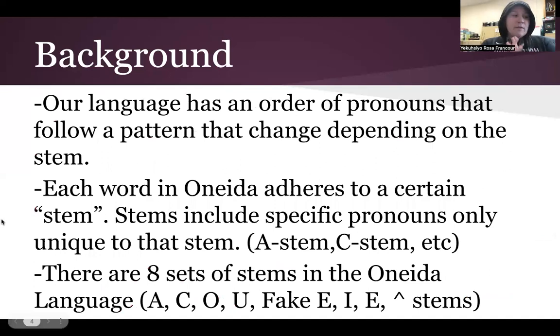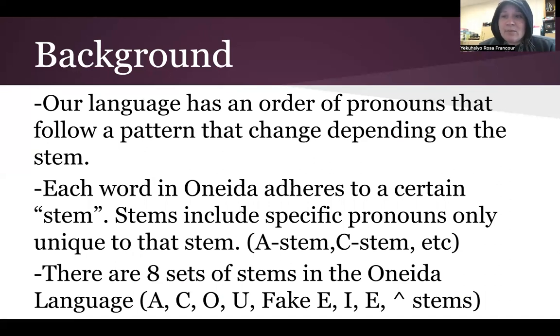All right, so a little bit of background. Again, our language has an order of pronouns that follow a pattern that change depending on the stem, but we also call stems verb categories, okay? So that might just help you to understand what we're talking about. So there is a set of pronouns or an order of pronouns that change based on a different pattern of every single stem or every verb category. So each word in Oneida adheres to a certain stem or verb category. Stems include specific pronouns only unique to that stem.